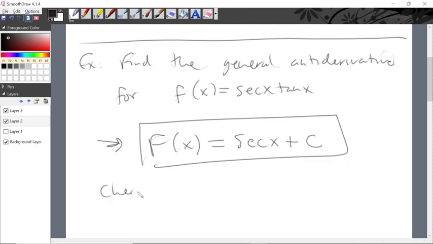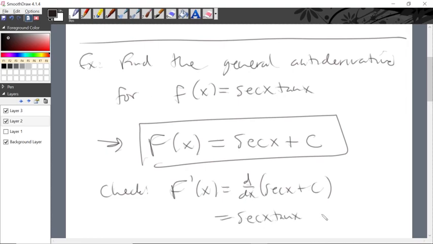How do we know that that's the answer? Check the answer. What is F prime of x? F prime of x is the derivative of secant x plus c, and the derivative of secant is secant x tangent x, and the derivative of a constant is 0. So the derivative of our result here is in fact equal to the original f of x, and we've created a family of such antiderivative functions.